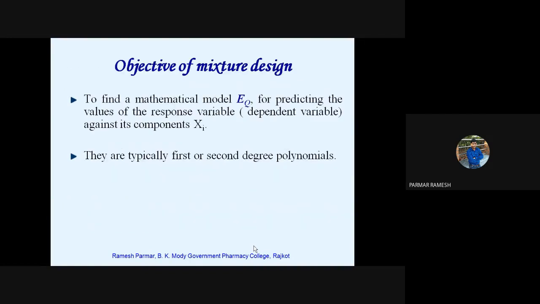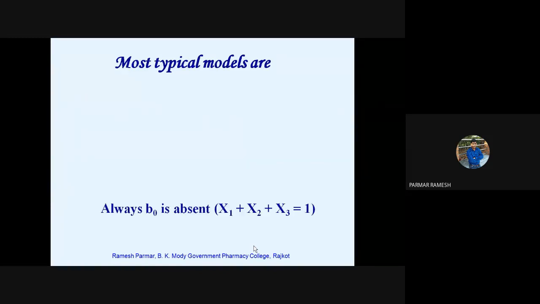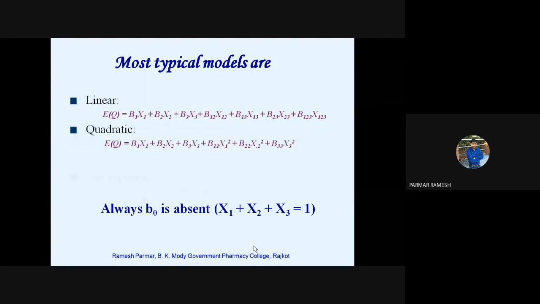Now, the objective of mixture design is to find a mathematical model, the equation for predicting the values of response variables, that is dependent variables, against its components xi, maybe x1, x2 or x3. And normally they are first order or second degree interactions. The first order or linear equation.